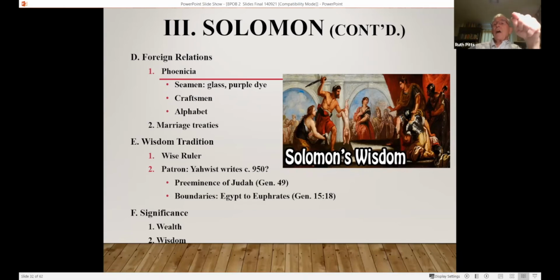So we believe that the Yahwist, whom we recognized last time, actually was writing about 950. He's writing about, in Genesis, you have a reference to the preeminence of Judah. When did that occur? Well, with David. And the boundaries of the land go from Egypt to the Euphrates, according to Genesis 15. When did that happen? Also, according to what we've seen here, is at the time of David. So we believe that this Yahwist, this first narrative describing the heritage of the Hebrew people, was written in the time of Solomon. All right.